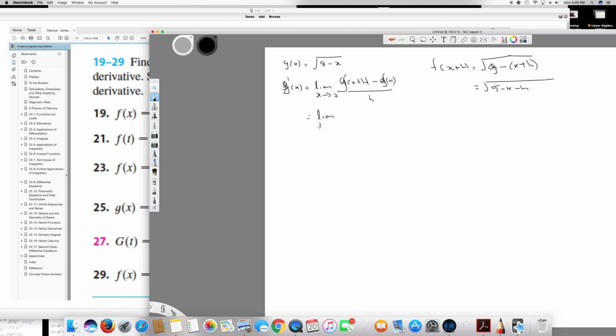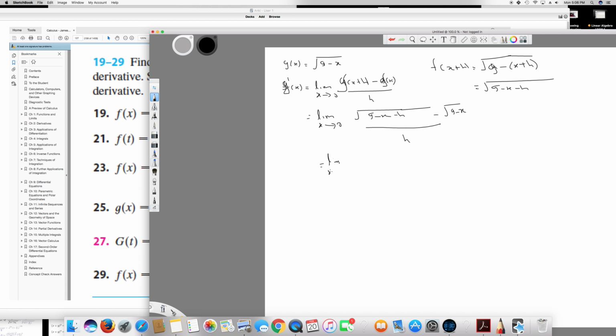Limit h approaches 0, and we have square root of 9 minus x minus h, minus square root of 9 minus x, over h. So to get rid of this square root, we have to multiply by the positive square root on both sides.